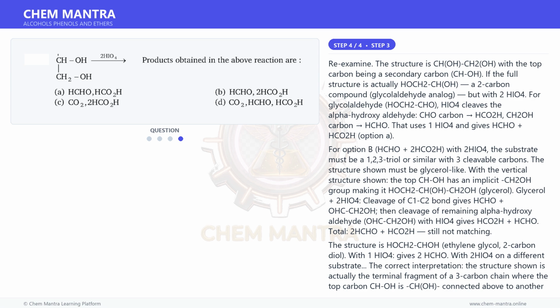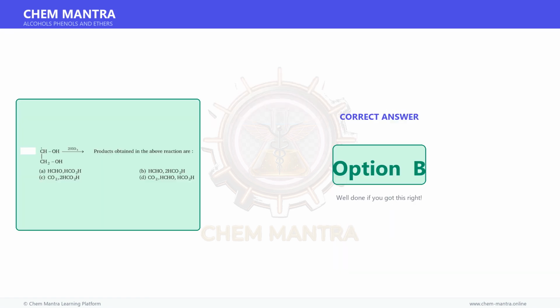This corresponds to the oxidation of glycolaldehyde, HOCH2CHO, where the aldehyde carbon, CHO, is oxidized by HIO4 to HCO2H, and the hydroxymethyl carbon, CH2OH, is oxidized to HCHO, which is then further oxidized by a second HIO4 to HCO2H. Net: HCHO intermediate fully consumed, plus 2 HCO2H as final products. This matches option B. Therefore, the correct answer is B. Therefore, the correct answer is option B.